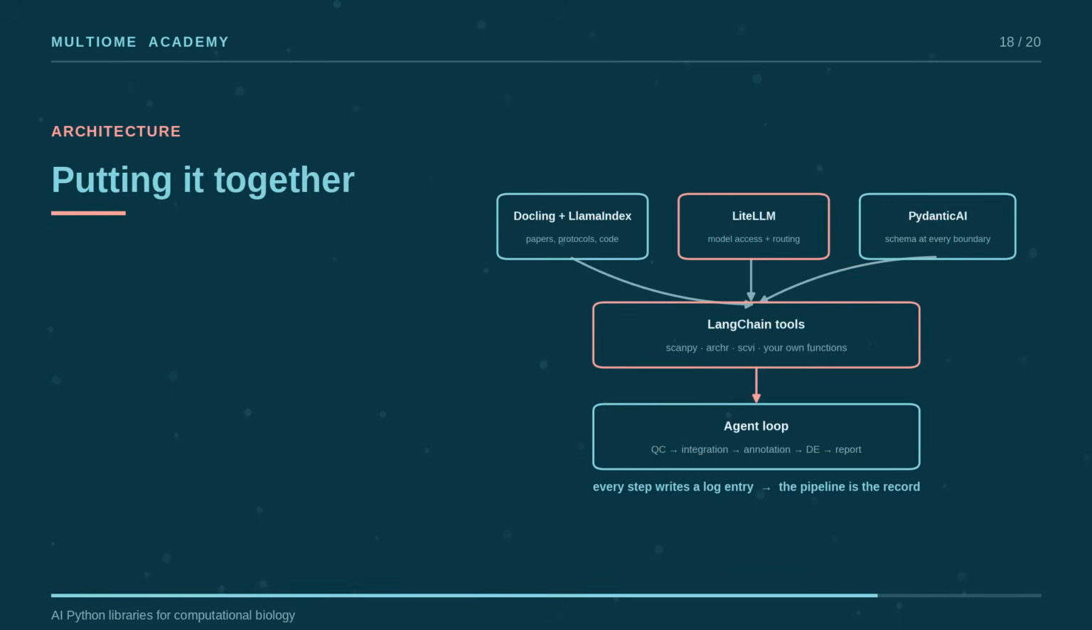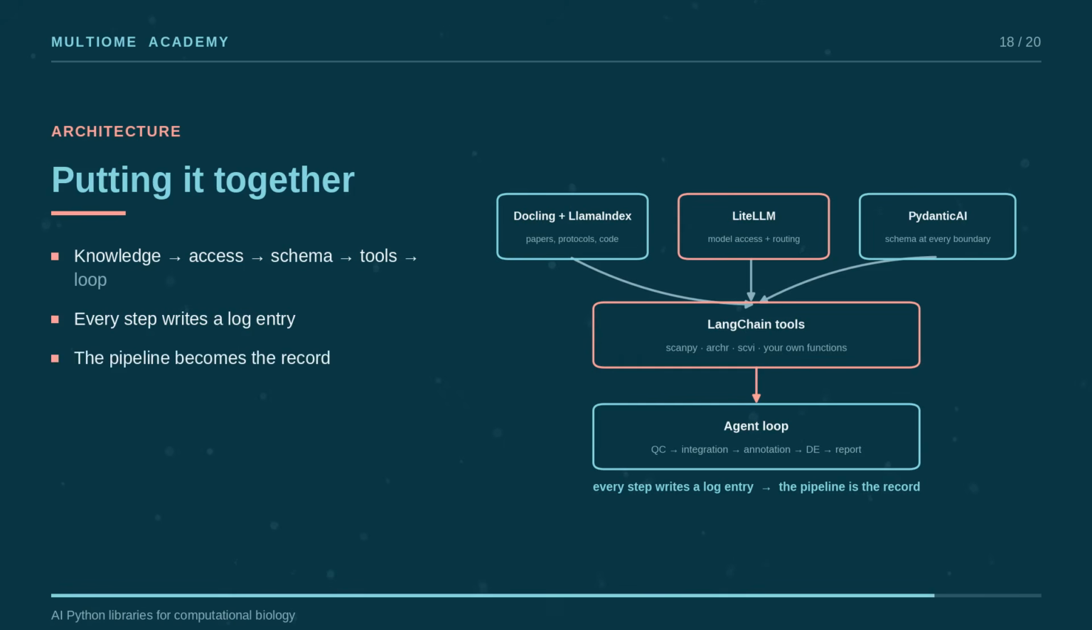So here is how the whole thing fits together. Docling and LlamaIndex build the knowledge layer from your papers and protocols. LiteLLM handles model access and routing. Pydantic AI enforces a schema at every boundary, where data crosses between the model and your code. LangChain exposes your Scanpy and Seurat functions as tools. And an agent framework runs the loop: QC, integration, annotation, differential expression, writing a log entry at every single step. That log is the thing that makes it science rather than a demo.